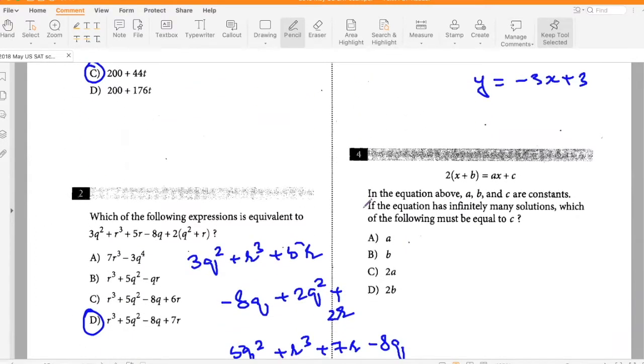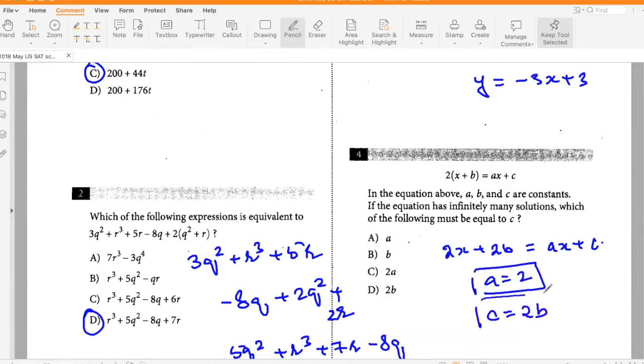In the equation above, a, b, and c are constants. If the equation has infinitely many solutions, which of the following must be equal to c? Okay, so 2x plus 2b is ax plus c. Now for infinite solutions, the coefficients of x should be equal. So a should be 2 and the constant terms should be equal. So c should be 2b. So what is the value of c? It is 2b, option D.